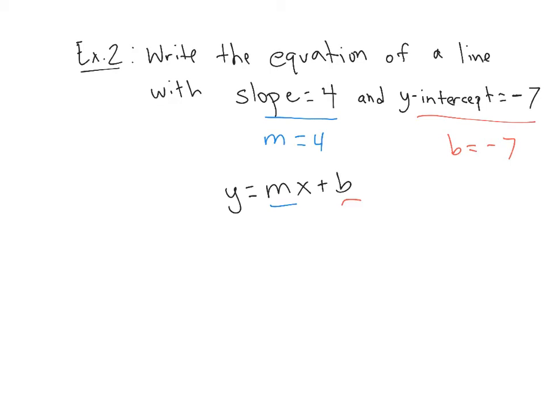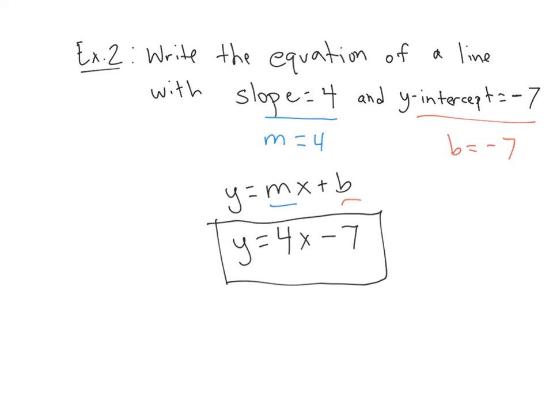All right, so taking a look at this one, I know from my problem my m is equal to 4 and my b is equal to -7. So all I'm going to do is plug in my numbers for m and b. M is 4, so y equals 4x. And then b is -7, so plus -7 or just -7 as my b there. So my equation of a line in slope intercept form with a slope of 4 and a y-intercept of -7 would be y equals 4x minus 7 here.